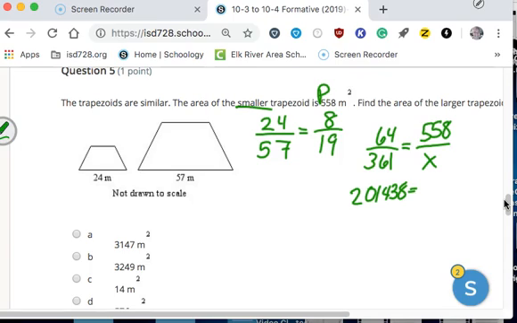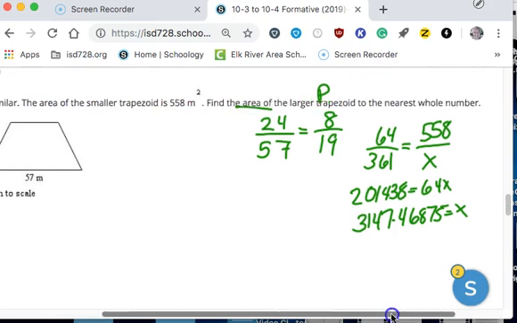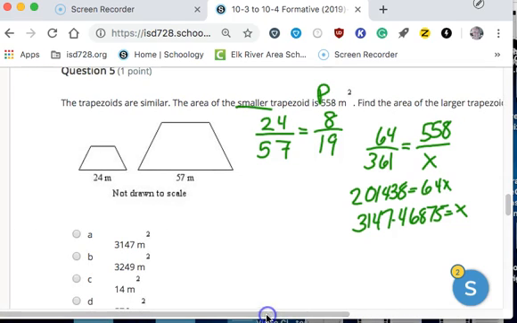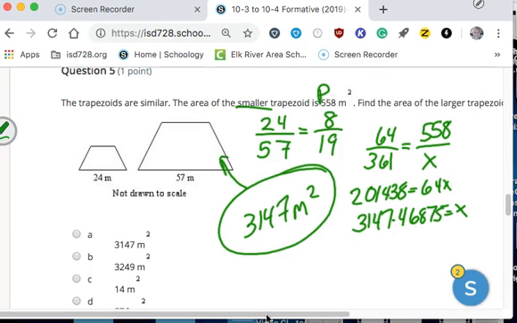That's going to give me 201,438 over 64x. Now I'm going to divide that by 64, and I get 3,147.46875 in my calculator. But they say find the area and round to the nearest whole number. So I'm rounding to the nearest whole number, and the nearest whole number is 3147, and it is meters squared. And that's the area of the larger one, which is right here.